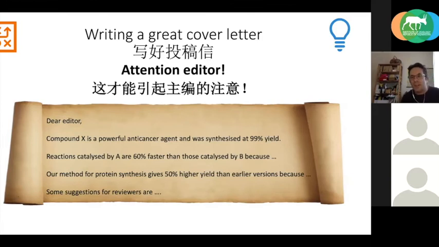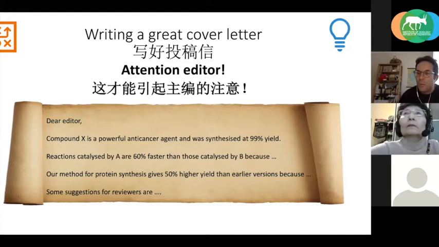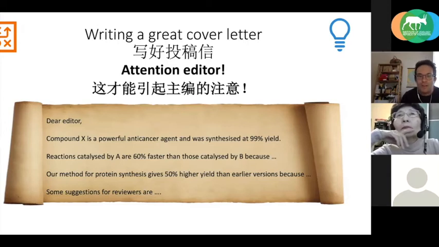You need something that captures the editor's attention with your submission, goes alongside your paper, tells them why the work is important. Here's one I made up, but it's a good example. This compound is a powerful anti-cancer agent, 99% yield. Reactions are 60% faster. Our method for protein synthesis gives 50% higher yields. Tell the editor why they should consider your paper for publication in the journal.